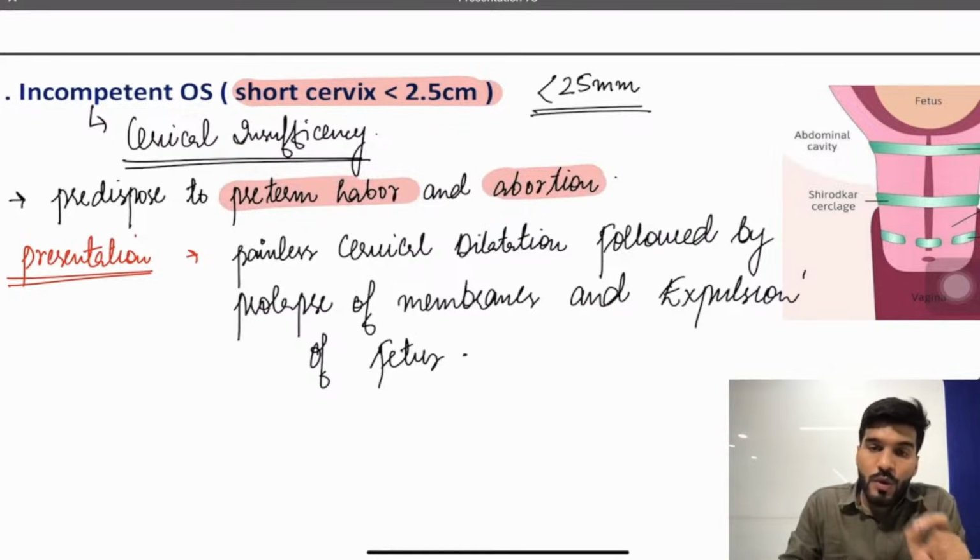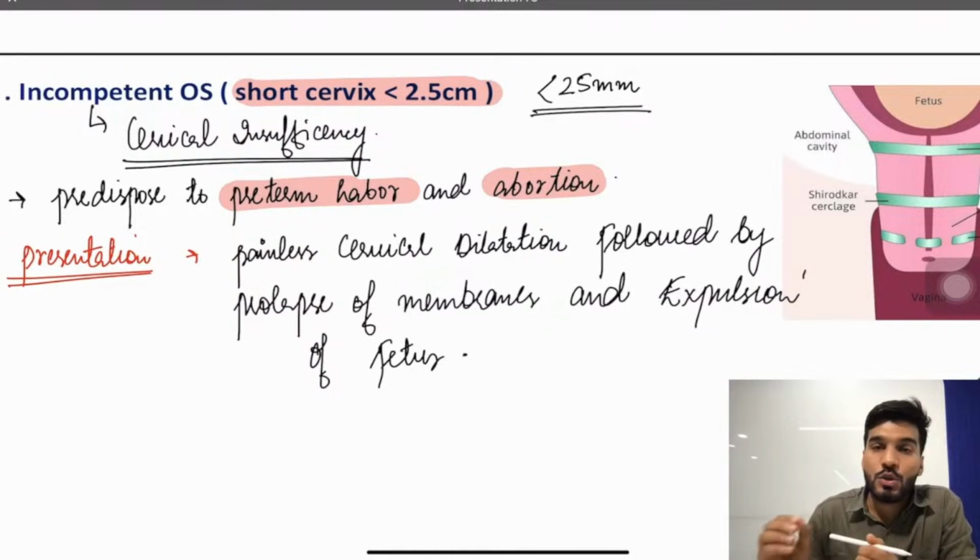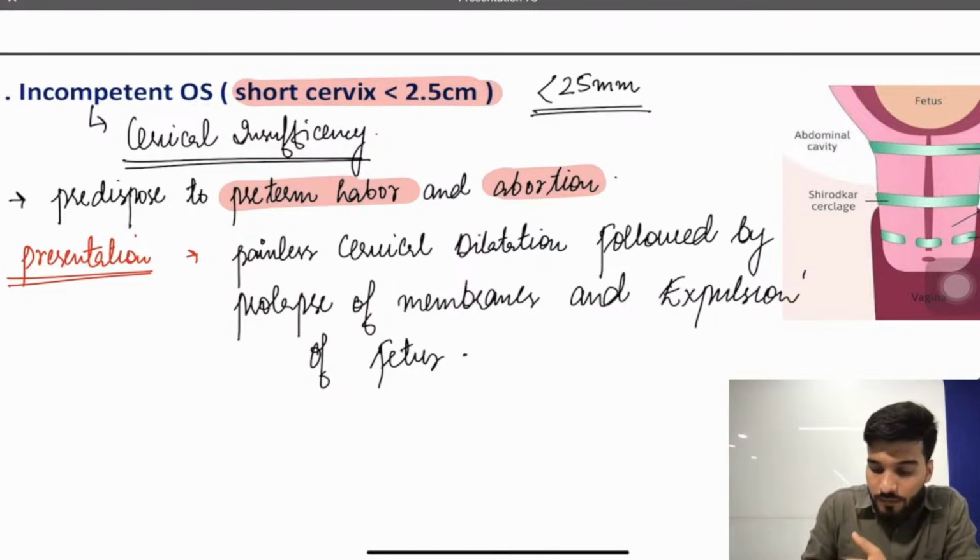Is that clear? One question was asked, incompetent os, what should be the cervical length? Okay, it should be less than 2.5 centimeter. When it's less than 2.5 centimeter, that's when you can call it cervical insufficiency or cervical incompetence or incompetent os or the short cervix. Is that clear? So rather than giving in centimeters, they mentioned less than 25 mm. Don't get confused, okay? Don't get confused.